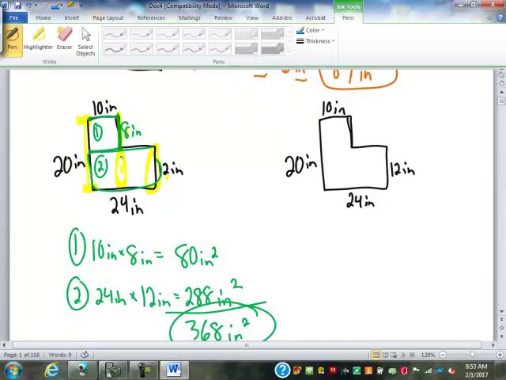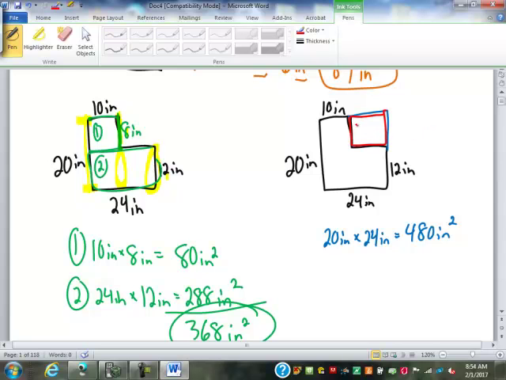the other way I could, of course I could have cut it this way too if I'd have wanted to, and it would have been different rectangles, but that's okay. We picked a way. Over here, what I could do is this. I'm just going to make this a big rectangle, 20 by 24, or 24 by 20, however you prefer to look at it, which is 480 inches squared. And I am going to subtract out the missing piece right here.